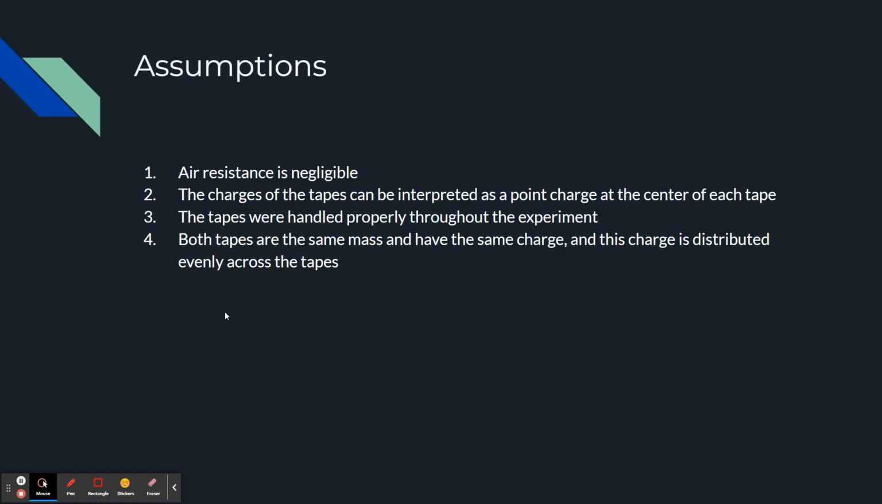So there are 4 key assumptions that we are making in this experiment, and those are that air resistance is negligible, the charges of the tapes can be interpreted as a point charge at the center of each tape, the tapes were handled properly throughout the experiment, and that both tapes are the same mass and have the same charge, and this charge is distributed evenly across the tapes.